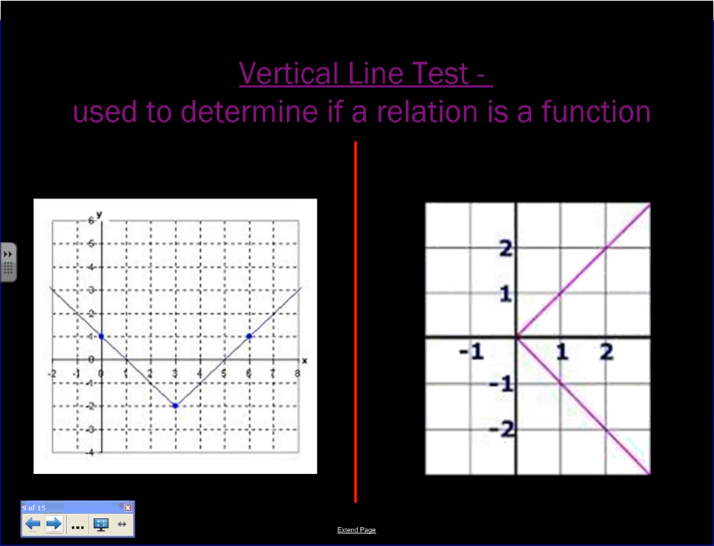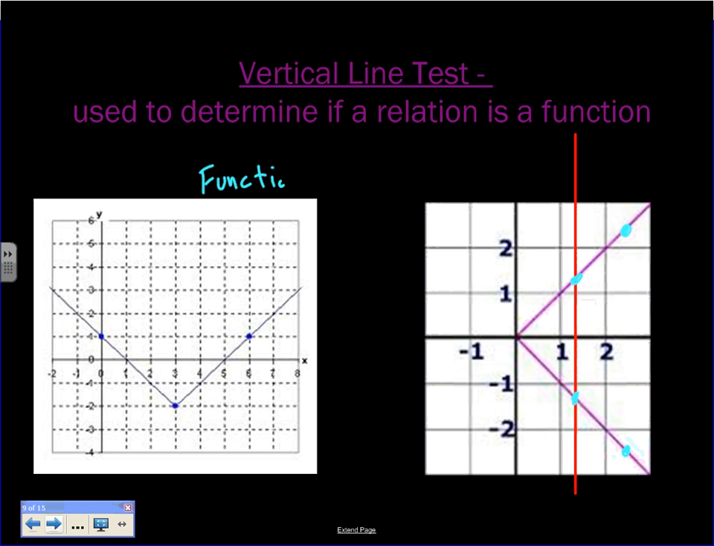If we slide it over to the right side now, will it touch this purple function at more than 1 point? And it does, at lots of points. Right there is one way to prove that it is not a function. And if we look here, it is not a function here either. So this one is a function. The one on the right is not a function.